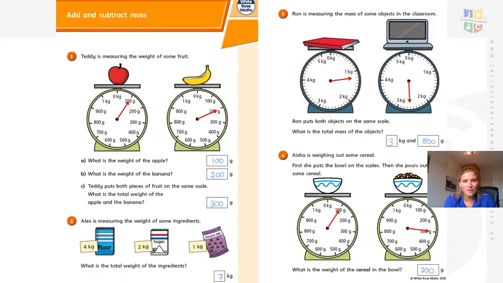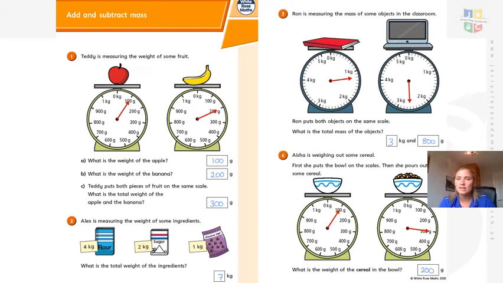So for question one, we've got, what is the weight of the apple? So if you've read the weighing scales, you can see that the apple weighs 100 grams. You can see the banana weighs 200 grams. And if we want to know the total, we need to add these two numbers together. So 100 add 200 is 300 grams. For part two, it says, what is the total weight of the ingredients? So I can add 4 kilograms, add 2 is 6 kilograms, add your 1 is 7 kilograms.